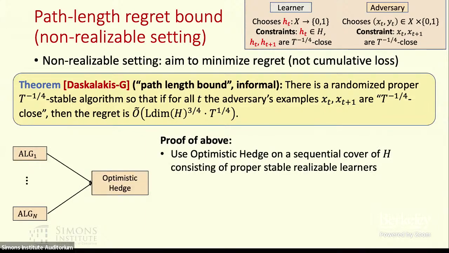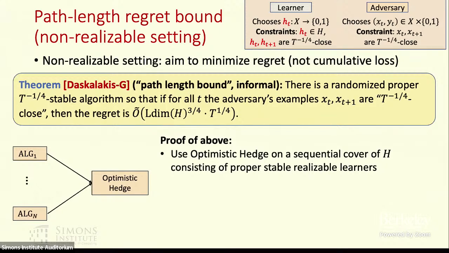Now, the proof of this result actually uses the proper stable learner from the previous slide. It's a relatively standard technique, and here's how it goes, roughly speaking. We're going to construct what's known as a sequential cover of the hypothesis class, which consists of proper stable realizable learners. And we're going to use elements of this sequential cover, which for now you can just think of as different online learning algorithms. We're going to use them as experts and plug that into optimistic hedge.